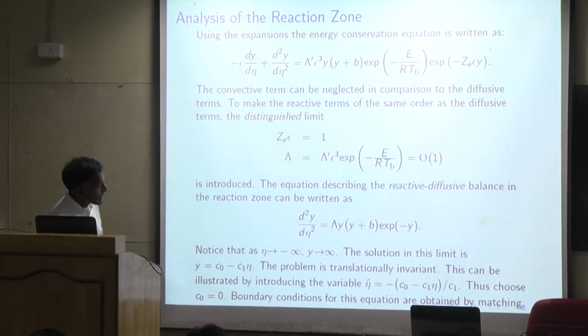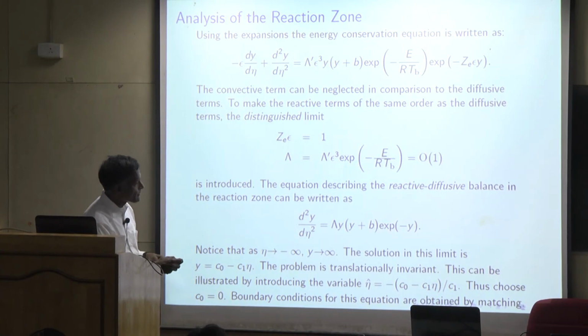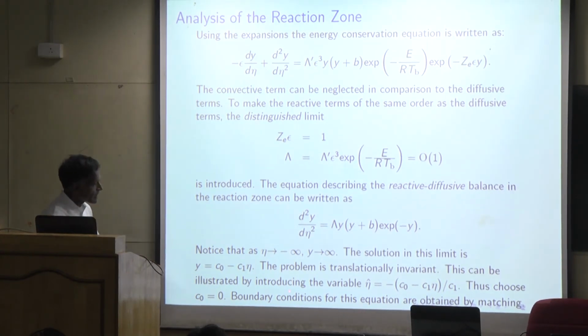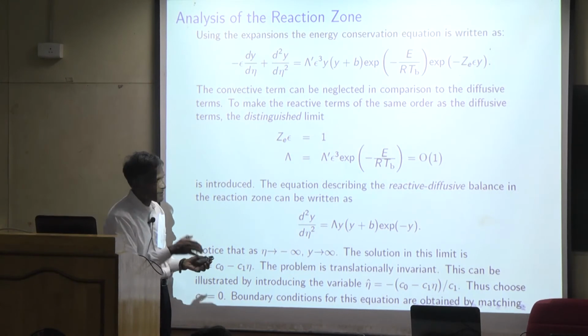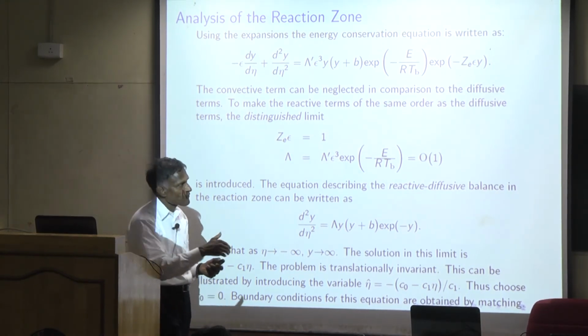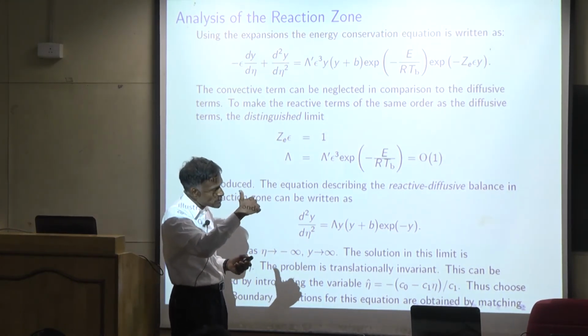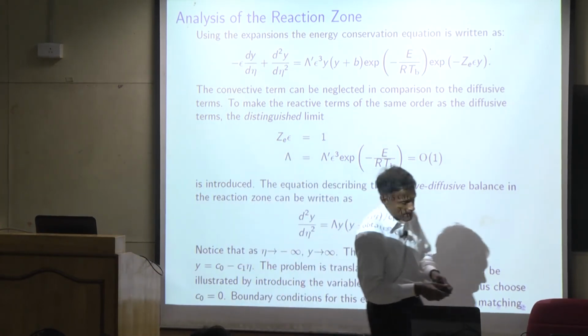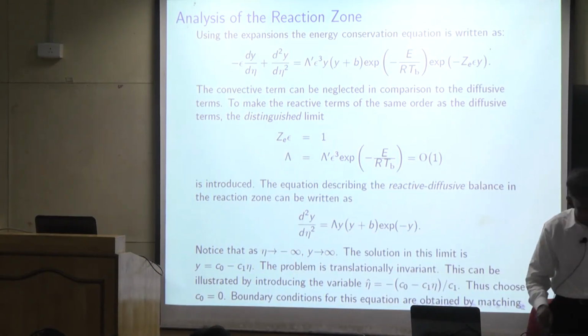Now, again, this quantity y, and this detail, I'll let you work this out, just in the interest of time. This quantity y, as eta tends to minus infinity, y tends to infinity. What does that mean? It means that the temperature profile continuously decreases.